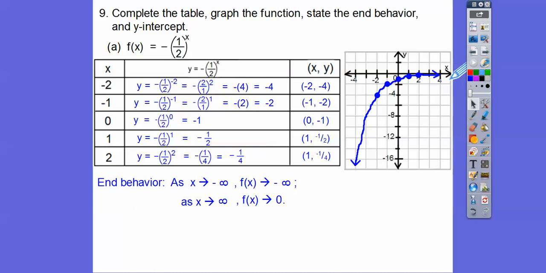Okay, so remember, f of x is always our y stuff. So what happens when we go to the left? This is what happens to the graph. What happens when we go to the right? This is what happens to the graph. Okay, let's try another one here.